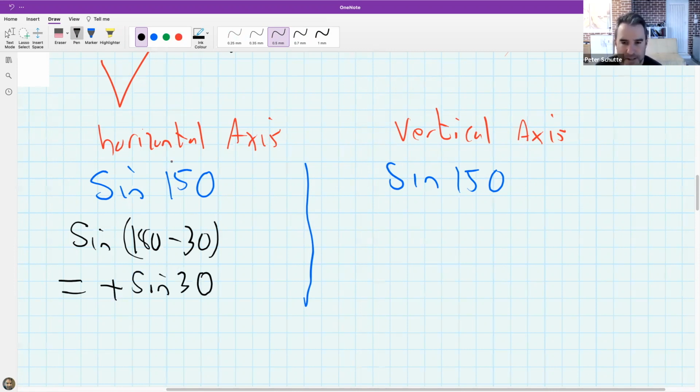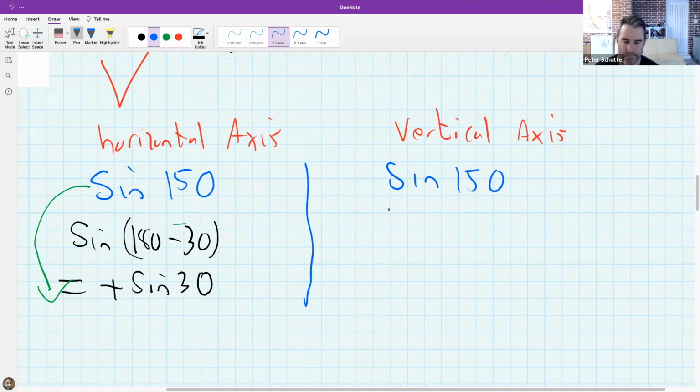You should be getting plus sine 30 for the one on the left-hand side. As you get better at these, sometimes you can go straight to the answer like this, because it's 30 away and it's positive. I wouldn't recommend it unless you're very comfortable, but this intermediate step helps you understand that.